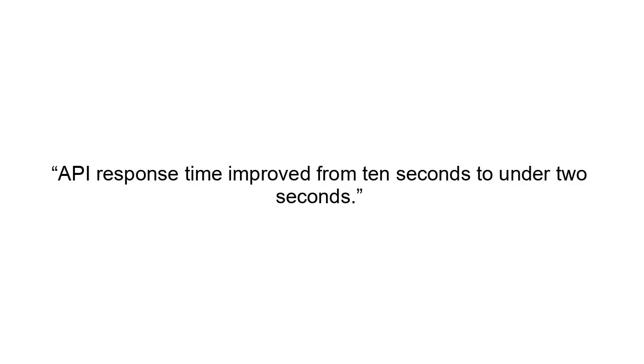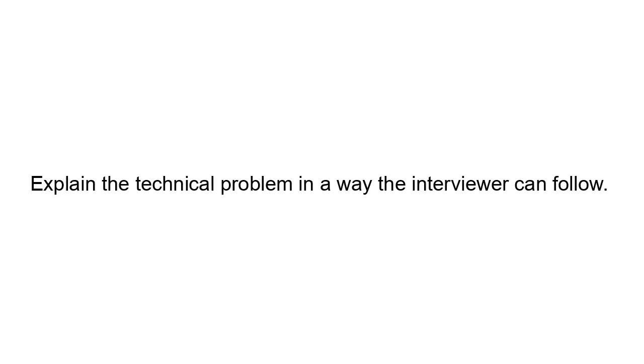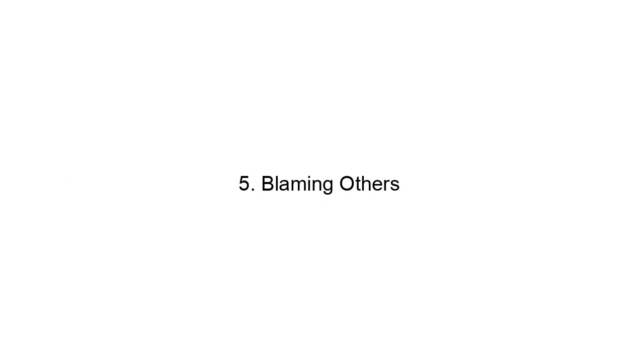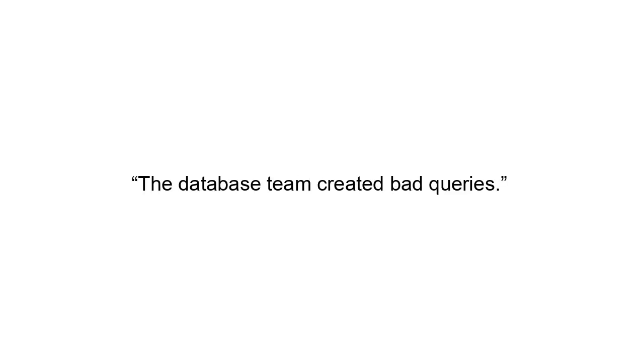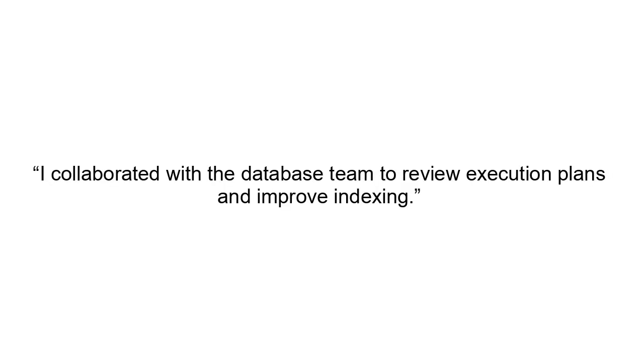3. No measurable result. Bad answer: the application became faster. Better answer: API response time improved from 10 seconds to under 2 seconds. 4. Too much technical detail. Do not explain every line of code. Explain the technical problem in a way the interviewer can follow. 5. Blaming others. Avoid saying, the database team created bad queries. Better: I collaborated with the database team to review execution plans and improve indexing.